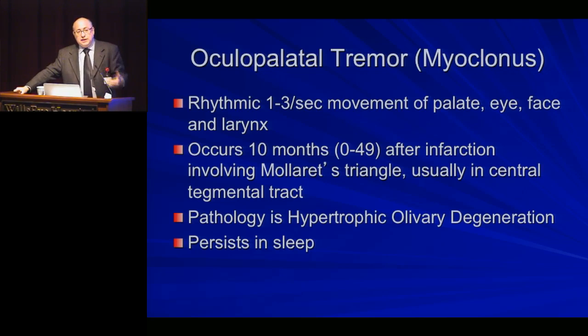And typically, acutely, the stroke includes a 1.5 syndrome, so an INO plus a conjugate gaze palsy. And 10 months later, they develop oscillopsia and a pendular nystagmus, and pathologically there's degeneration of the inferior olive that's hypertrophic. This is the one movement disorder that persists in sleep. And so when you see something like this in the eyes, you should look at the palate, and it'll go at the same rate. You see it elevating at the same rate.